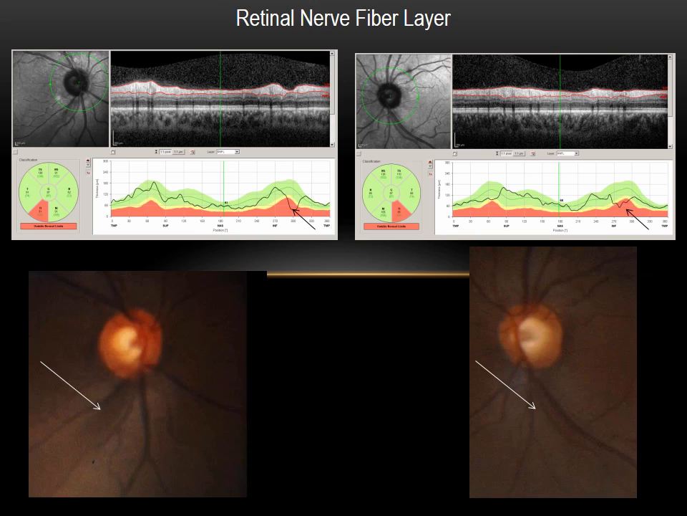However, the relative ease with which you can see the nerve fiber layer defects in this patient is not always the case in many of our glaucoma patients. So we need something that will help us identify nerve fiber layer defects with ease, that helps us confirm the clinical impression as well as the OCT findings.